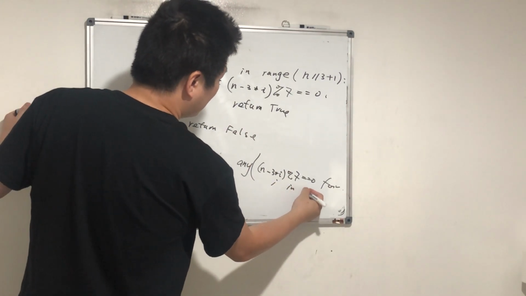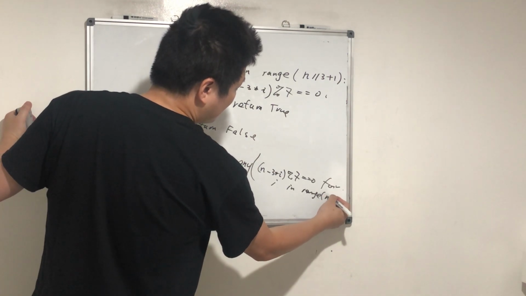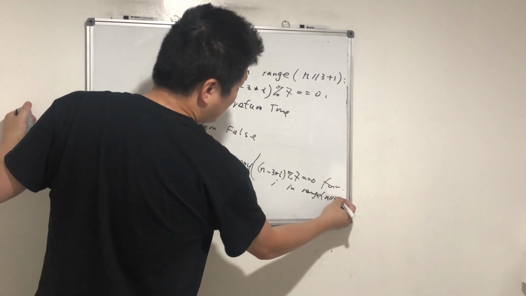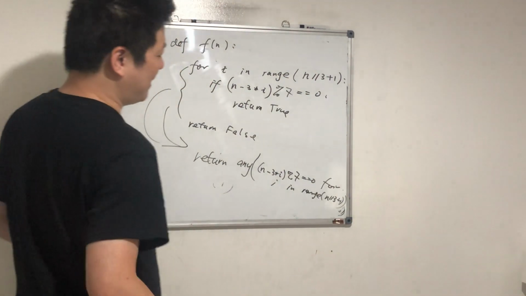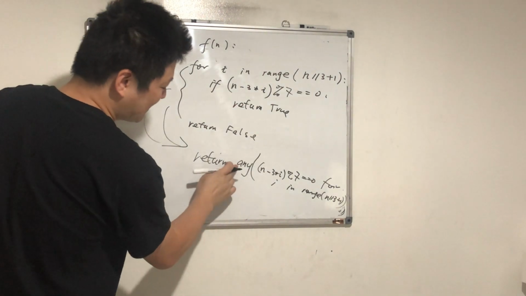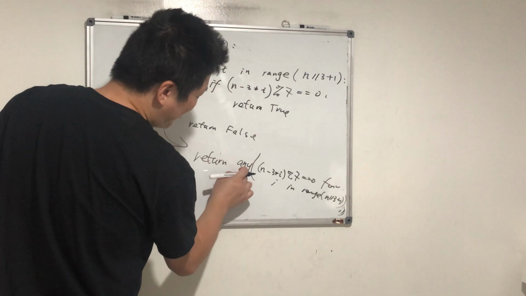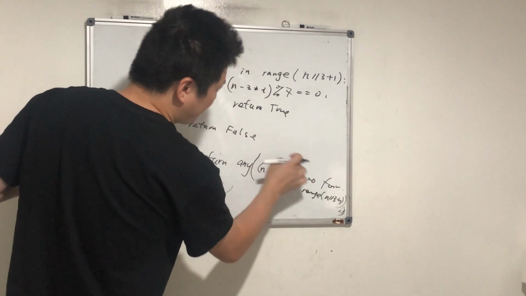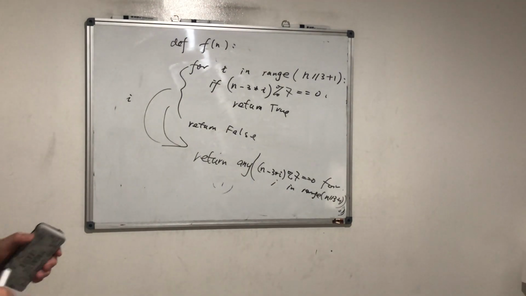in range n divided by 3 plus 1. Yeah, basically just copying, just arranging this into this. Right? If these return true, then we can say any of these. We are looking for any i where this expression is true, for i in range like that, yeah? Correct? Okay.